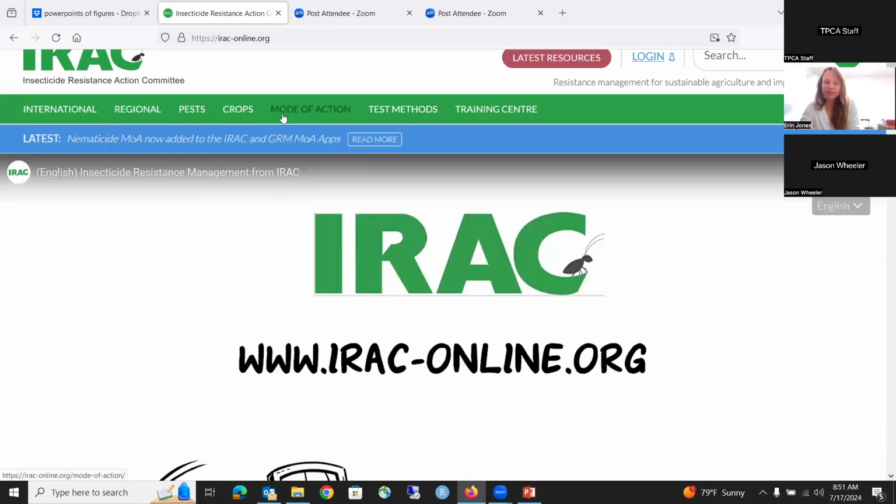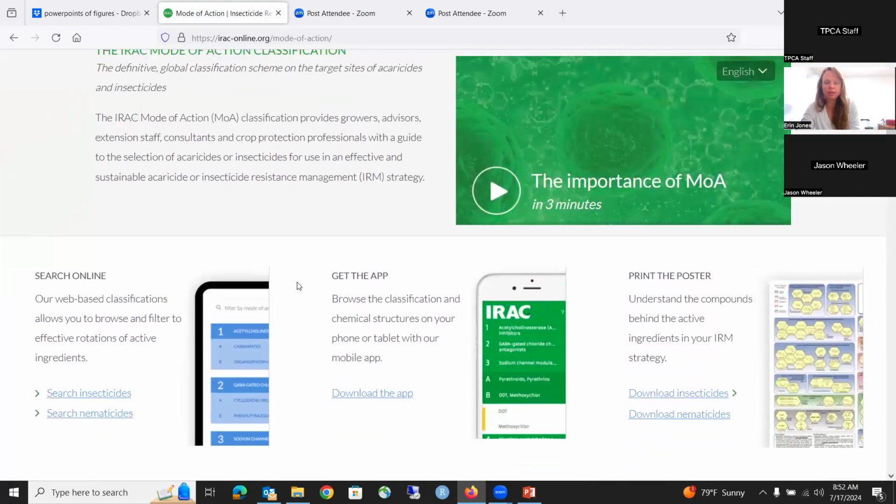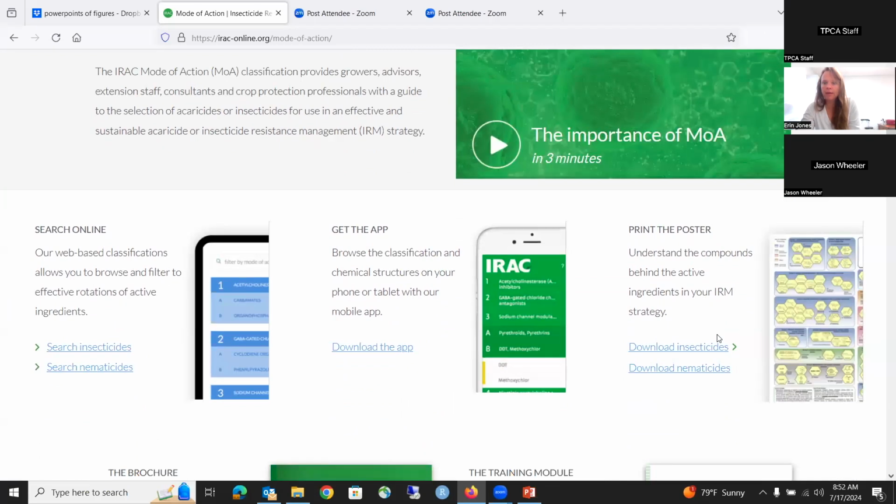The modes of action of insecticides, we can find them here on this IRAC website. They have this poster. I just clicked on modes of action, and then they have a poster here that we can see. You can download that poster or you can look at it. There's also an Excel sheet with them all. I'm gonna hop back over to my PowerPoint.